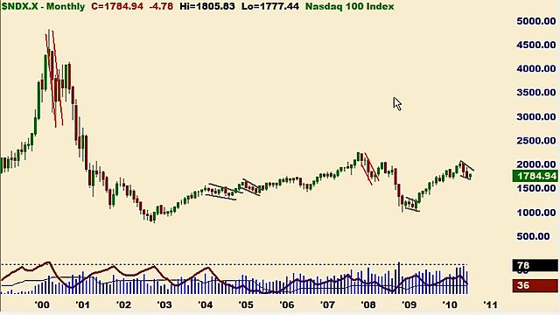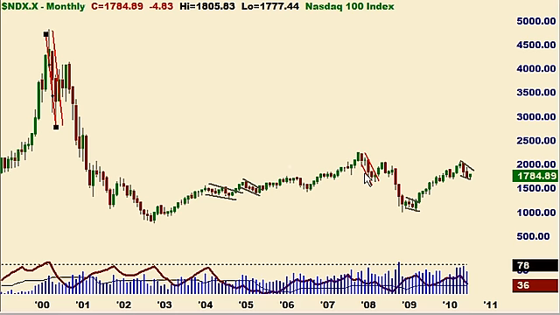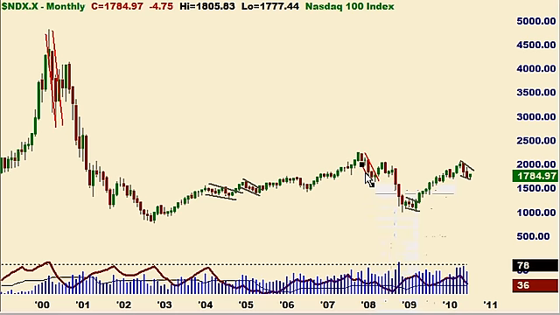Right off the bat, let's look at the angles of various downtrend lines that we've had over the past 10 years or so. First off, here's the peak back in 2000, and the angle of that decline off of that high is about 84%, and the angle of the decline off the 2007 peak is about 63%. It's pretty clear that there were pretty sharp initial declines off the tops.